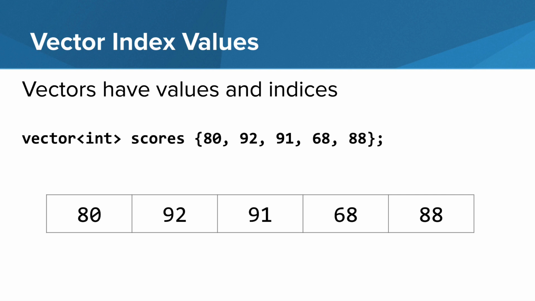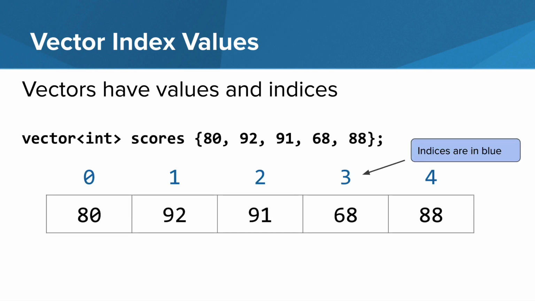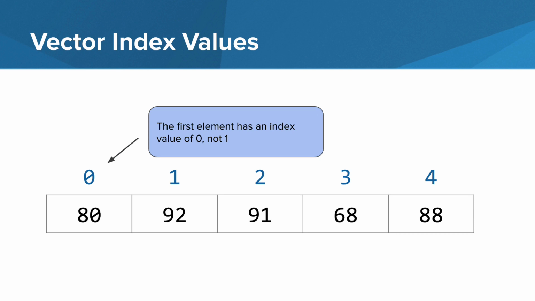Vector values are accessed through their index value. So let's take a look at how index values work. You can picture your vector of score values as a table with the values in black and the index values in blue above the scores. Now the first thing you may notice is that the index values don't actually start at 1, they actually start at 0. This is very common in computer science and can be a little bit confusing at first. What this means is that the value at index 1 is 92, which is the second value in the list. The first value of 80 has an index value of 0.